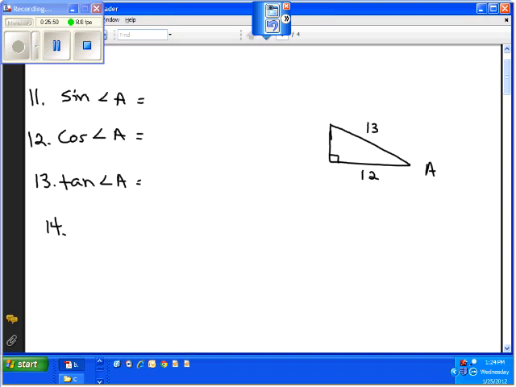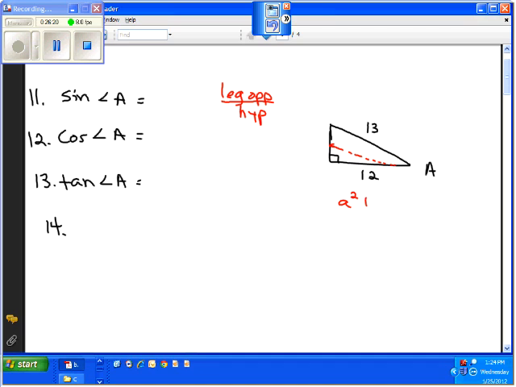Now, we know, and we're going to go ahead and write the rules in, we know that sine is what over what? Leg opposite angle A over hypotenuse. And we'll just put leg opposite over hypotenuse just so we kind of remember. So what is the leg opposite angle A? Well, we don't know. How could we find out?